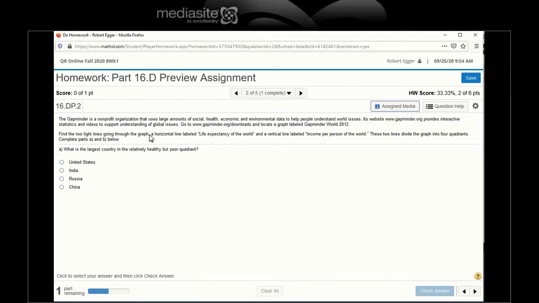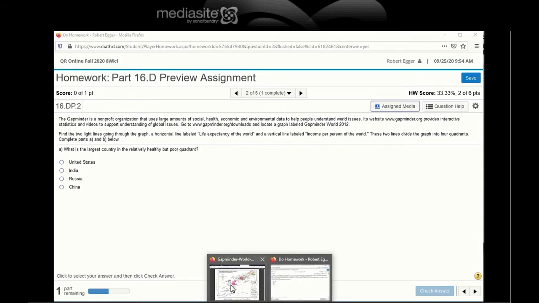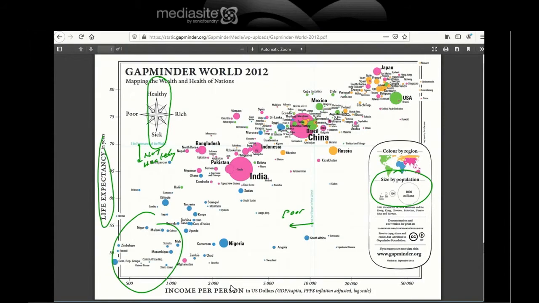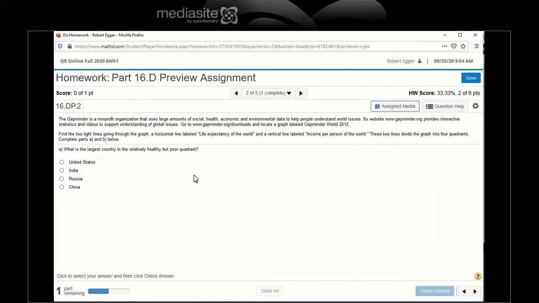Find two lines through the graph: a horizontal line labeled life expectancy and a vertical line labeled income. That would be basically here and here, the crossing points. These two lines divide the graph into 4 quadrants. Complete A and B.